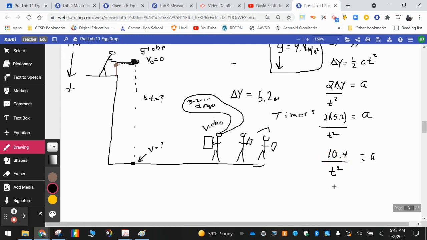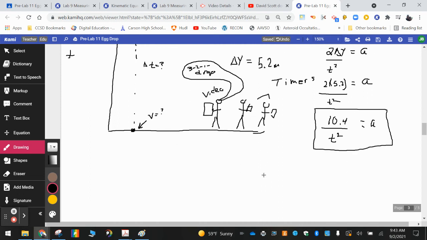So where should we get our time from? From these guys here and from the video software. Is there going to be some error with these over here? Yeah, because of stopping and starting. So when we use the video software, we can minimize the error dramatically. This is how we're going to calculate our acceleration, and this a should be fairly close to g, which is 9.8. Now our second objective is time, and we should be able to get the time.